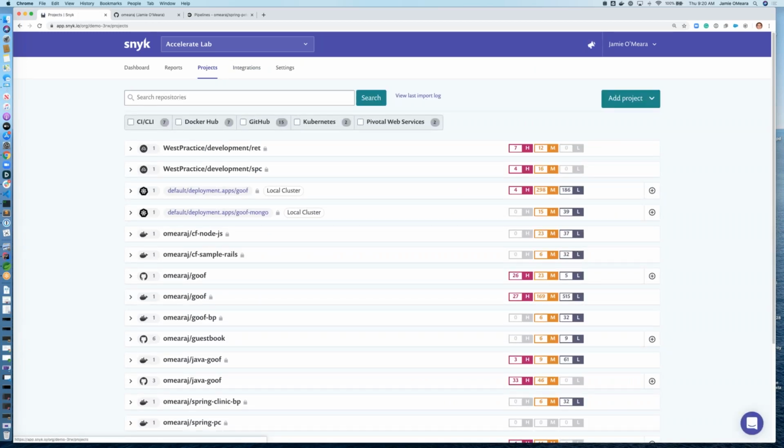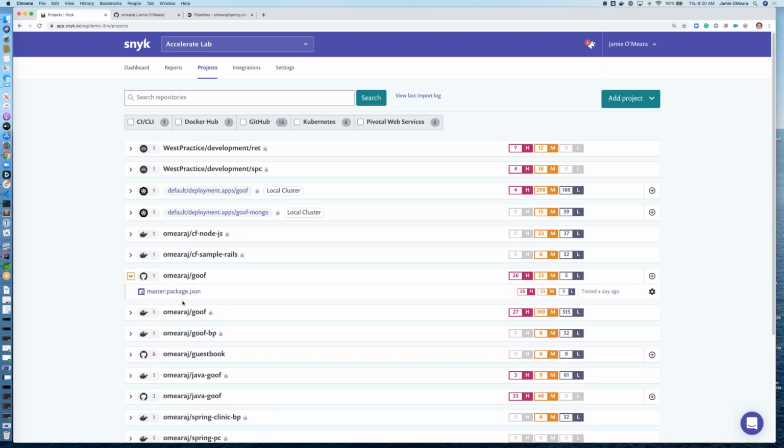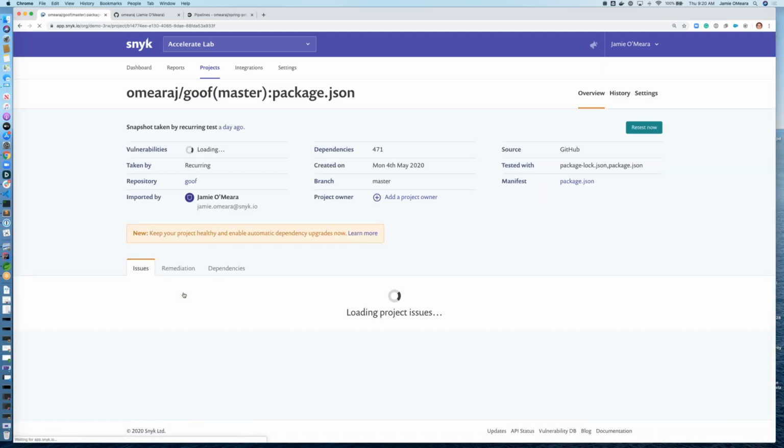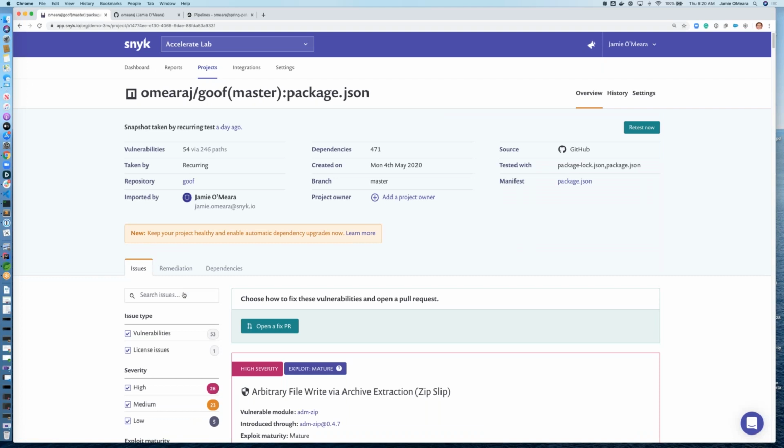So the primary component of Snyk comes down to what we call projects. And so when you think about those integrations, a project will be represented by an integration. So I have a particular integration with GitHub. So I have an application called Goof, and I can go start to look at what are the vulnerabilities that exist for my application and what are some of the things that I can do to remediate it.